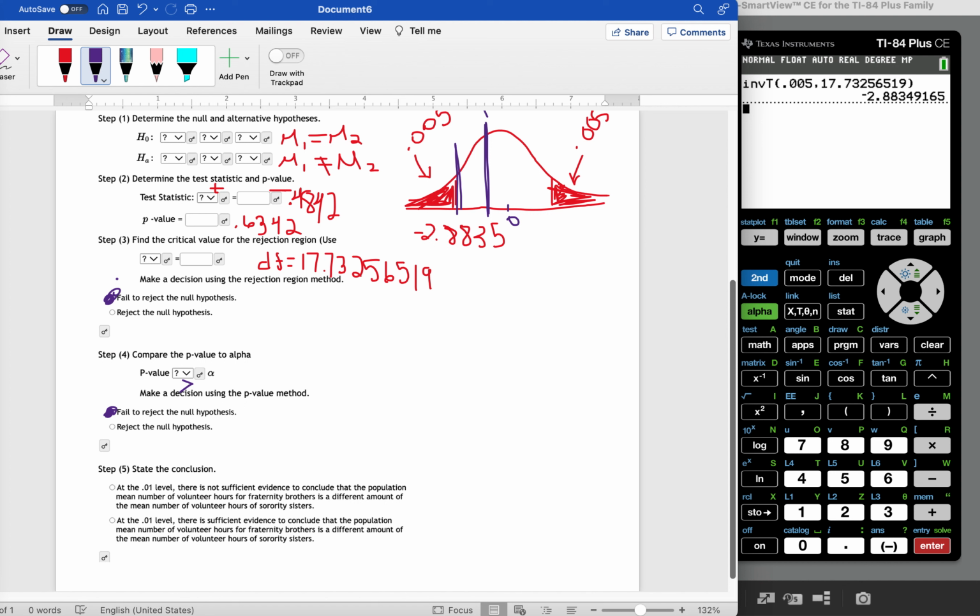All right, so because we're failing to reject the null hypothesis, we would say there is not sufficient evidence to conclude that the population mean number of volunteer hours for fraternity brothers is different than the mean number of volunteer hours of the sorority sisters.